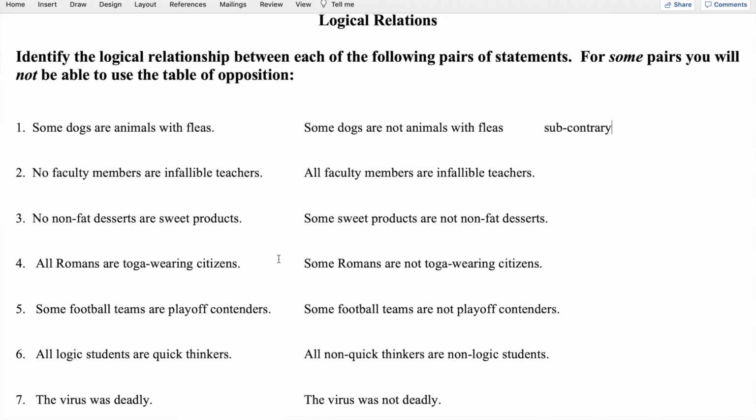Number two, no faculty members are infallible teachers. All faculty members are infallible teachers. Now, of course, both of these statements cannot be true at the same time. The statements are incompatible. But what are their denials? Remember that the denial of a universal is the particular of the opposite quality, and the particulars of the opposite quality could be true at the same time, making these statements contraries.